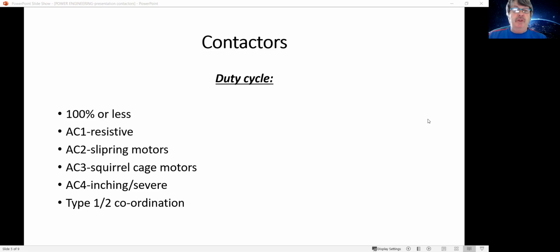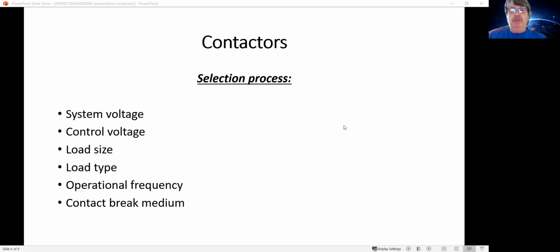Other portions to have a look at, or other typical things we need to have a look at, type 1, type 2 coordination. These may in fact be prescribed from a manufacturer. That's not today's topic, so we won't dwell too much on that. So what do we need then to select our contactor?